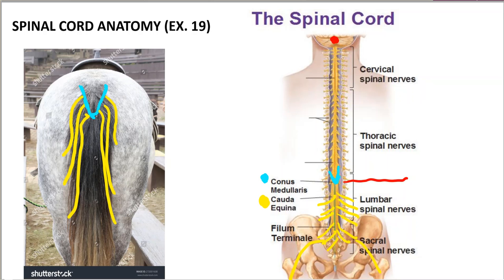And then the filum terminale is this funky little dense connective tissue tendon that anchors the spinal cord down to the sacrum. And so it makes it so your spinal cord won't bounce up into your vertebral column. It's kind of an anchor. So filum terminale is the anchor line that holds the spinal cord in.